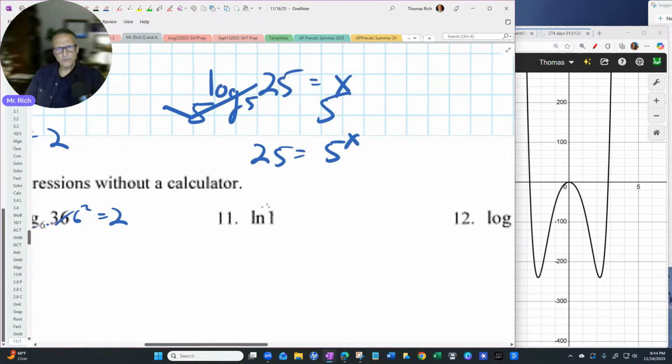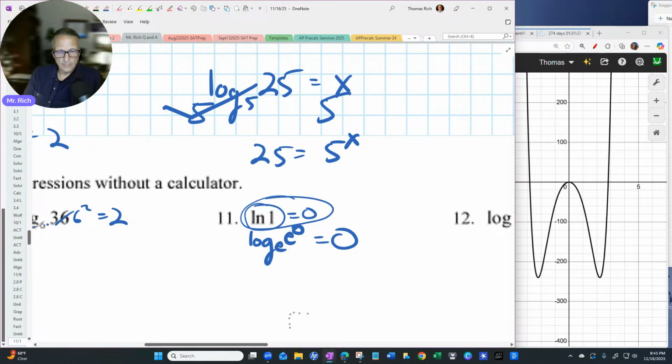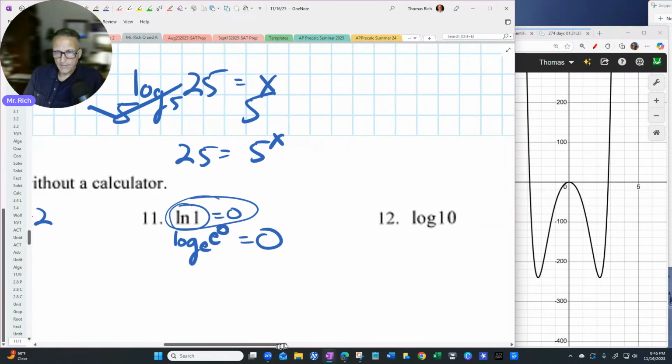What's natural log? Well, that's log base e. I could rewrite this as log base e of e to the 0 power, because e to the 0 power would be this 1. That's 0. So anytime you're taking a logarithm of the number 1, the answer will always be 0. That's something to always keep in mind that you will use from time to time.